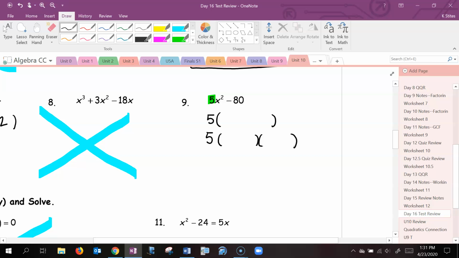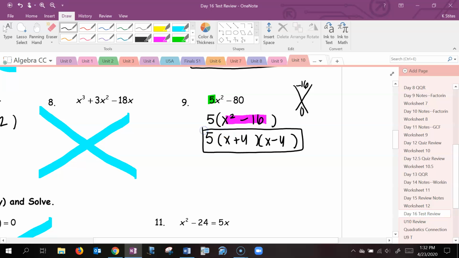Step 1, divide out your 5. And 5 times 16, I found out, is 80. Then step 2, you're going to do your box problem. This means we're multiplying to negative 16 and adding to 0. Those numbers would be a positive 4 and a negative 4. Make sure that 5 is still out front. That's our factoring.